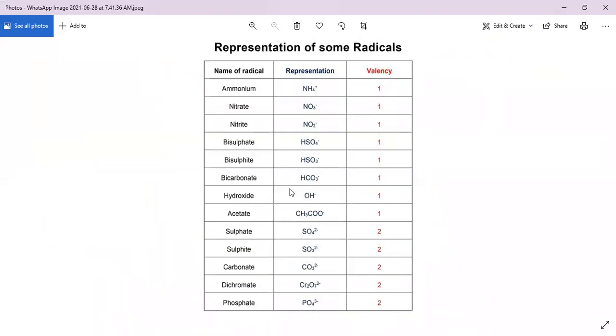So in this table you have seen yesterday the sulfate formulas and all, right? Then what is the formula for ammonium? Sir, ammonium NH4 plus. Ammonium is NH4 plus, right? Yes, sir.